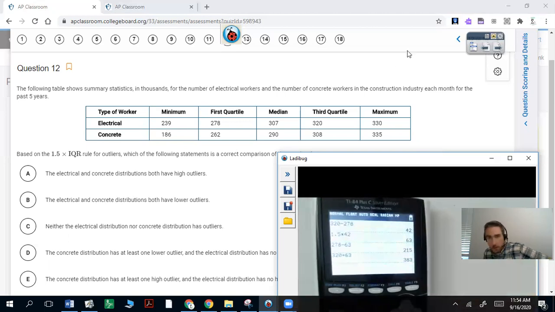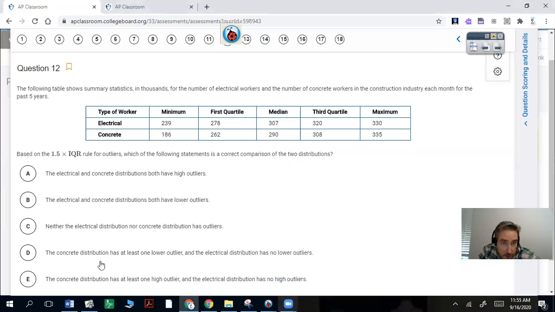Concrete, we would do 308 minus 262, times that by 1.5. That's 69. We do 262 minus 69. Anything below 193 is an outlier. We do 308 plus 69. Anything above 377 is an outlier. So we don't have anything above 377, but we do have 186. So concrete has one outlier. It is on the low end.